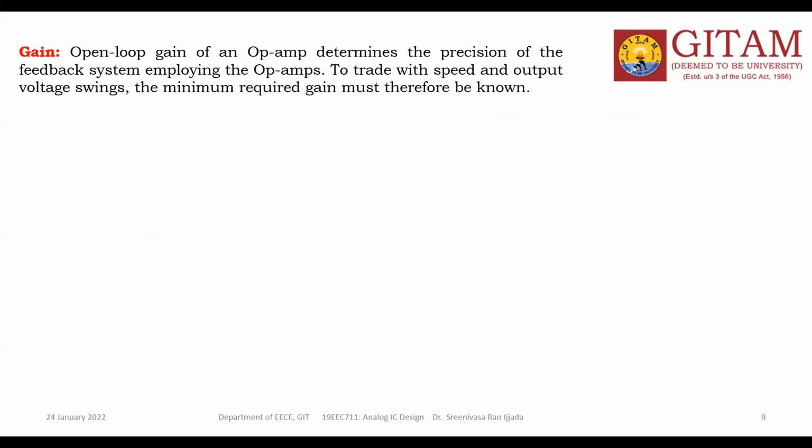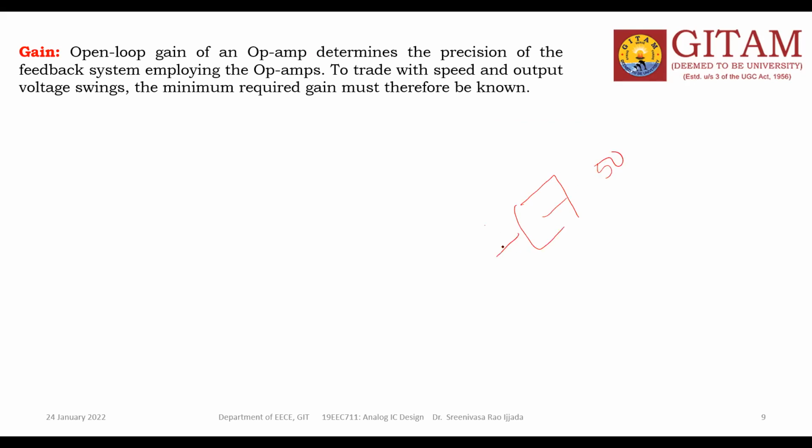We'll discuss. So, the open loop gain of an amplifier, op-amp, determines the precision of the feedback system employing the op-amp. Open loop gain and closed loop gain, these two things are there. Open loop gain of the op-amp will bring the precision of the feedback system employing the op-amp. So what is the precision? Precision means what? Suppose you take a system whose gain is, suppose, 50.